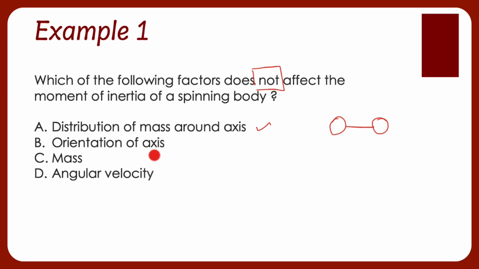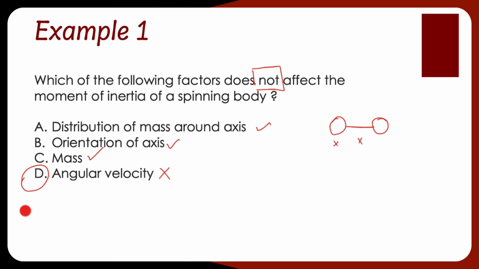The orientation of the axes, the direction in which it's spinning. I said, for one, what if it's spinning around this point or here? And I got two different moments of inertia. So this will definitely affect it. The mass that I would use, well, mass comes up in every single one of them. And if the distribution of mass is important, so is mass. But how fast is it spinning? No, that doesn't matter. So the answer is D.